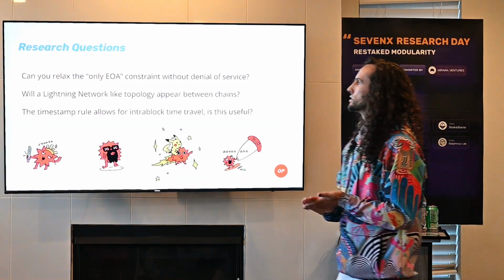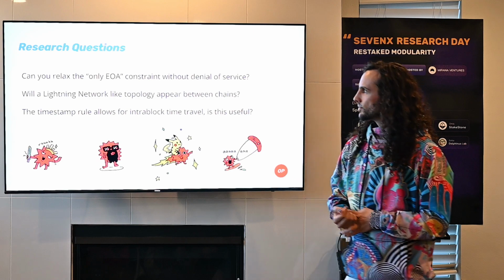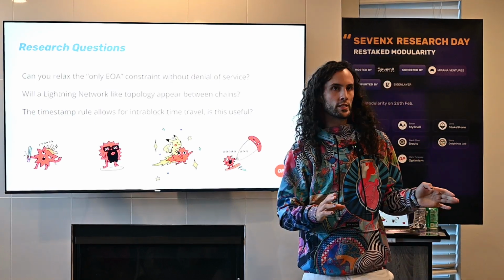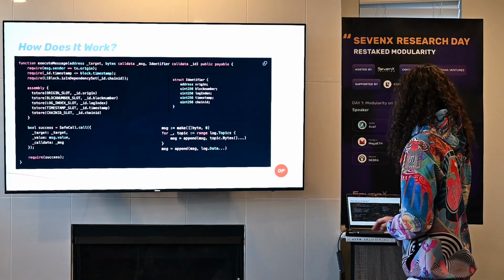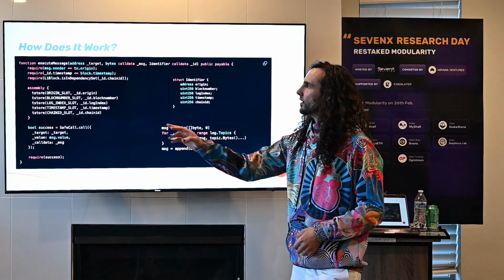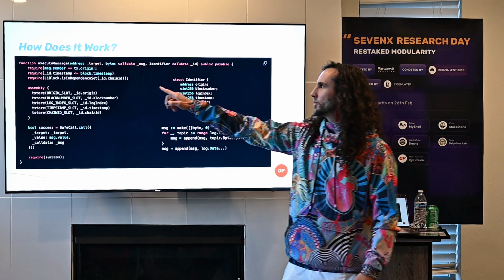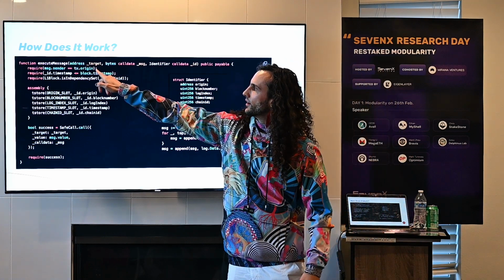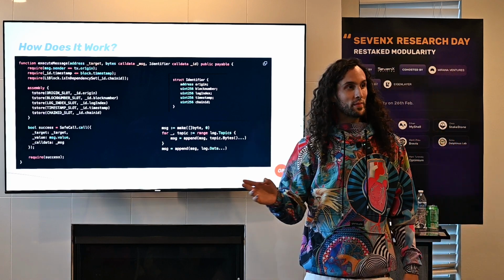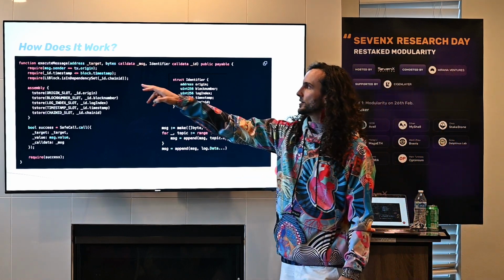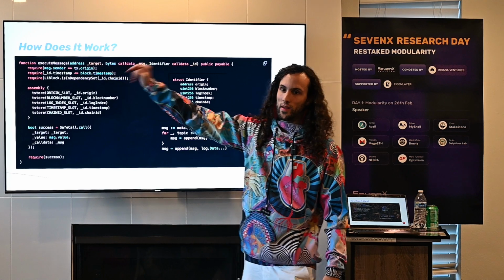Okay, so some more research questions. We have this only EOA constraint, right? If we go back to the smart contract, I'll show you. Smart contract wallet people will probably hate me, but we have this require msg.sender equals tx.origin. What this means is that it enforces that it's the top level call frame.